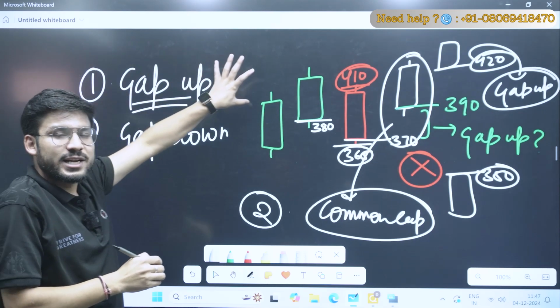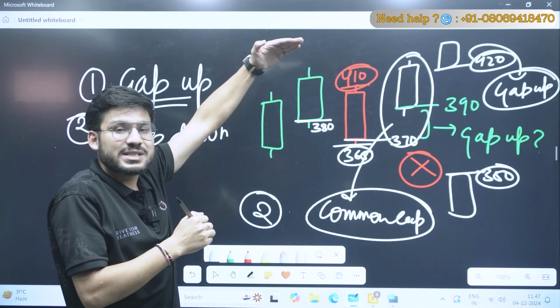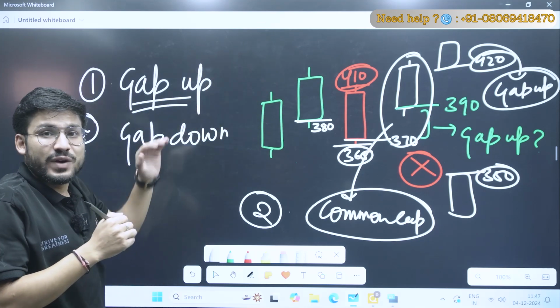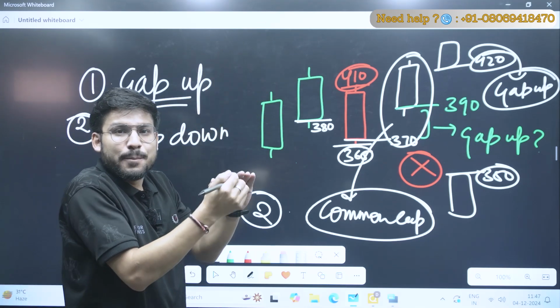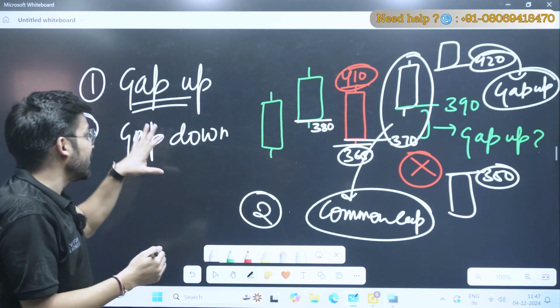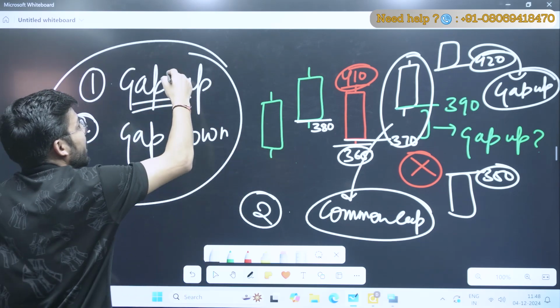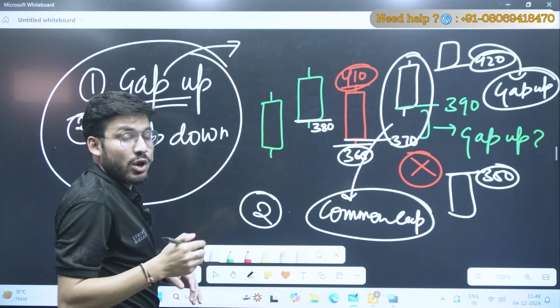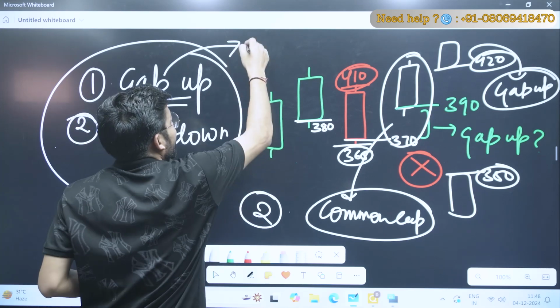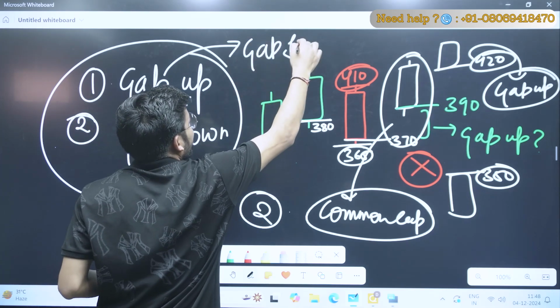When the next day candle opens above the high of the previous candle, that will be a gap up. When the next day candle opens below the low of the previous day candle, that will be a gap down. Whenever you analyze this type of condition, you can always go with the gap filling. This type of gap will give you a gap filling.